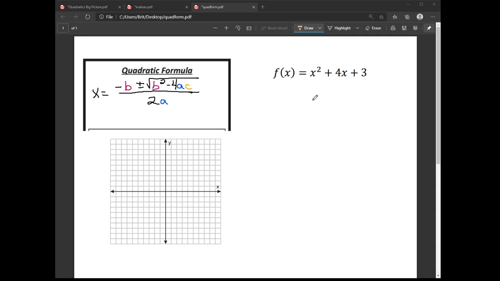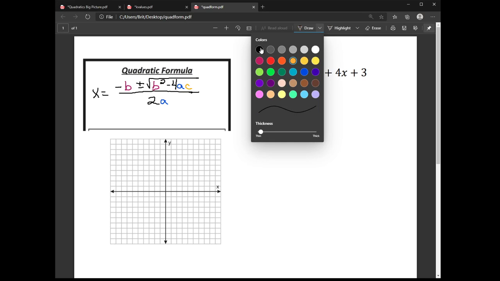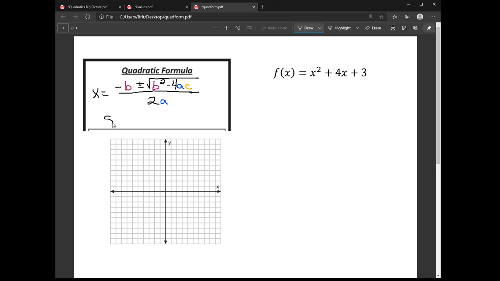The quadratic formula is used to find the solution of a quadratic equation. Now, when we use the quadratic formula, it must have an equation that is written in standard form. Okay, so I'm going to write that down here. Again, this only works on standard form, not on vertex or factored form.